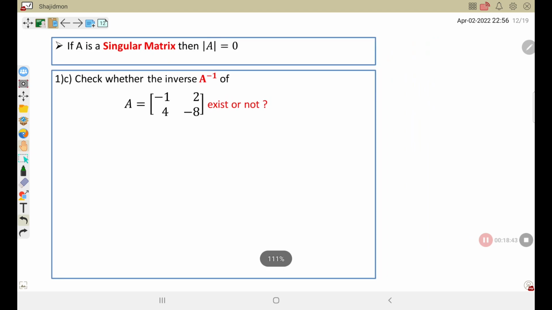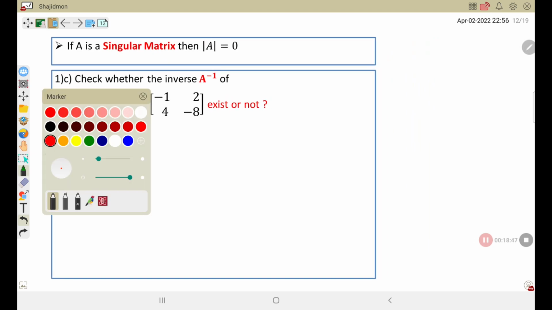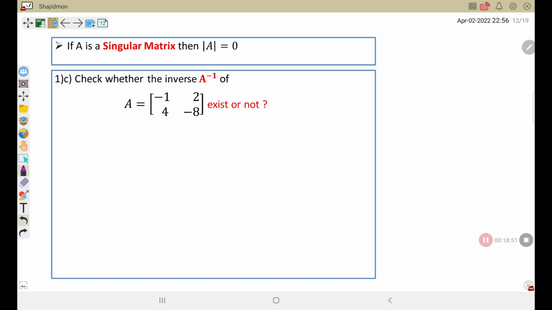Okay, we already discussed the meaning of singular, correct? If a matrix is singular, I told you the determinant will be equal to 0. Now, see this question: check whether the inverse, A inverse, of the matrix A equals [-1, 2; 4, -8] exists or not. That means, is it invertible or not?